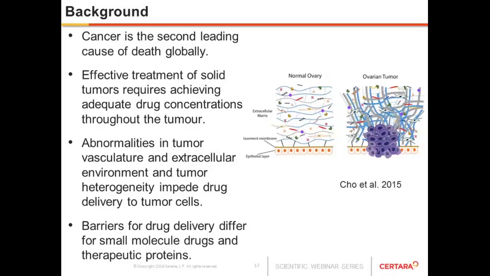Some of these features are shown in the figure on the right. For example, changes in the extracellular matrix compared to normal tissue, this messy kind of environment shown in the figure, can impair drug delivery, particularly of macromolecules, and there is also potential for differences in drug binding, for example. These key barriers in terms of drug delivery can differ for small molecule drugs versus therapeutic proteins because of the different properties of these drugs. The much larger size of therapeutic proteins can affect the factors which we need to consider when developing these models.